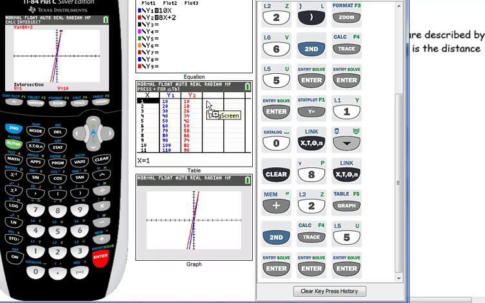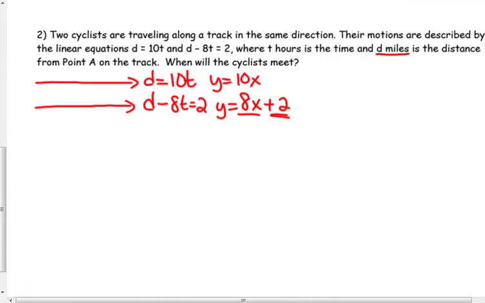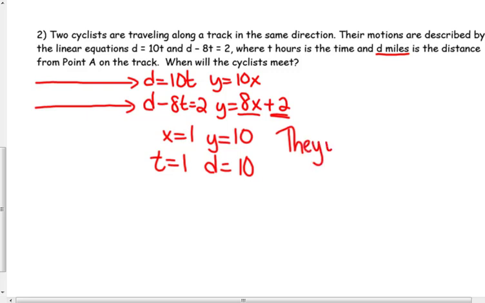So going back to my notes, when x equals 1, y was equaling 10. So the point when t equals 1, distance equals 10. So when will the cyclists meet? They will meet 1 hour later, at mile 10.